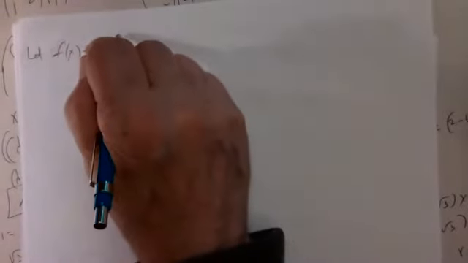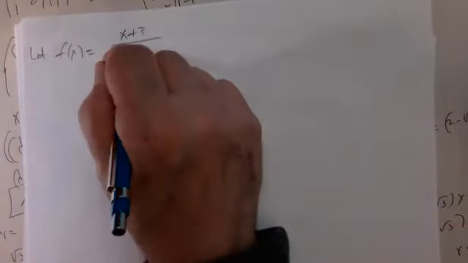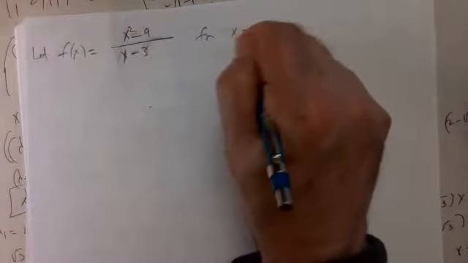We'll take another example. Suppose we have f of x equals x plus 3 over x squared minus 9. Sorry, let me make it different. Make it easier. I'll make it x squared minus 9 over x minus 3. So this is defined wherever the denominator is not 0. That is for all x different from 3.